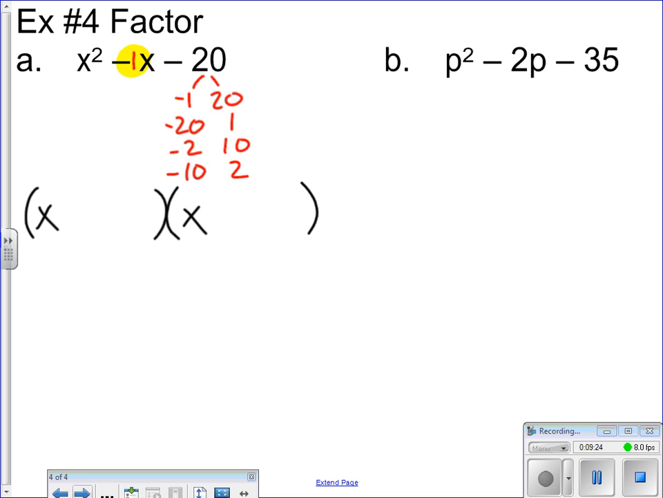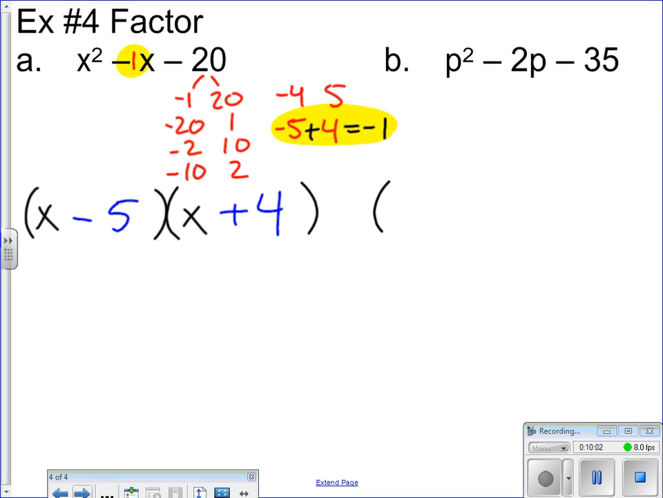So the other way to get to 20 is 4 and 5. So negative 4 and 5, negative 5 and 4. One of these needs to add up to negative 1. And if I look at the last one, that's where I'll find it. Negative 5 plus 4 is negative 1. So negative 5, positive 4. And it doesn't matter which number goes in the parenthesis first, the 4 or the 5, because of commutative property.